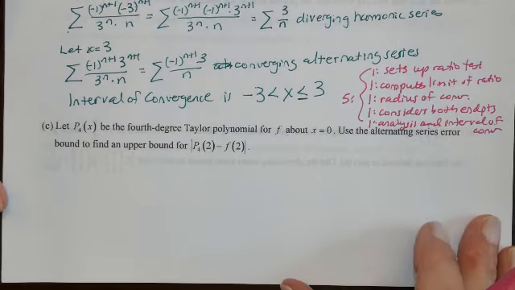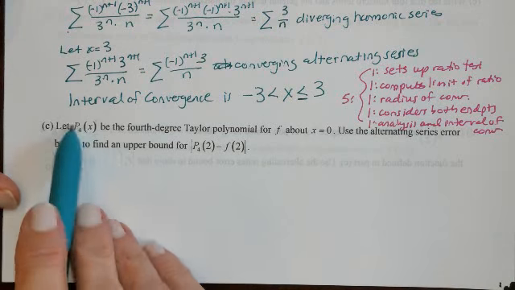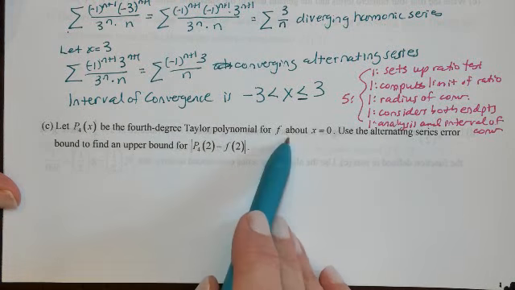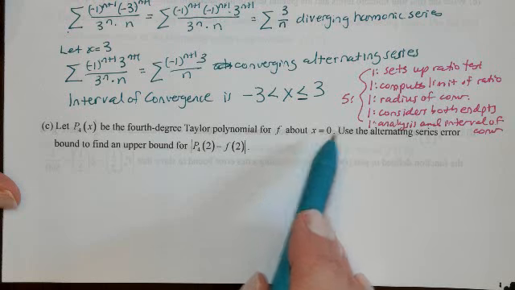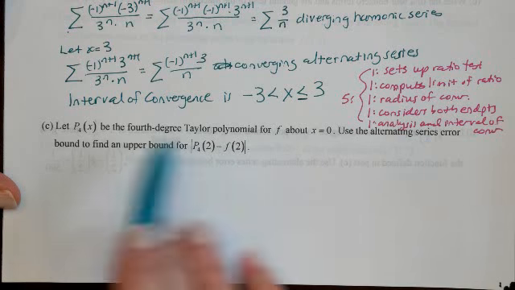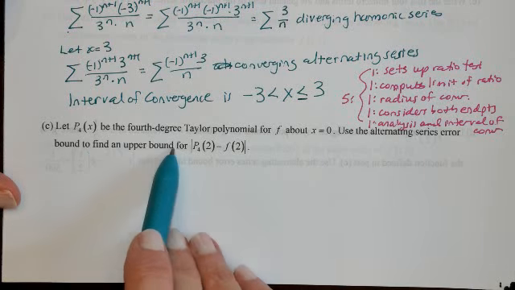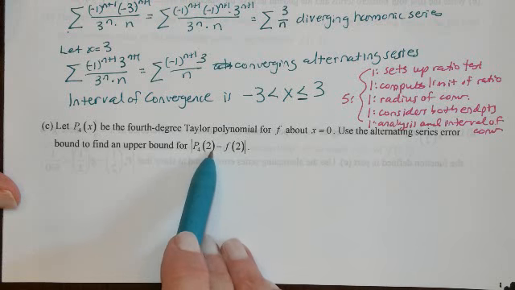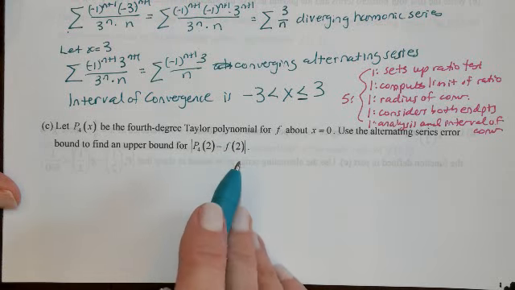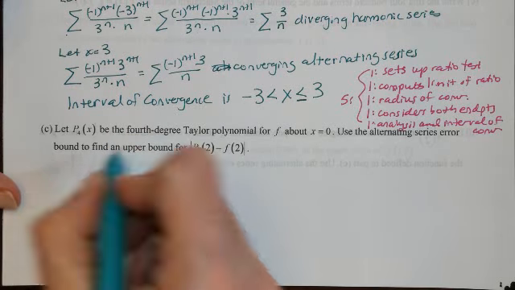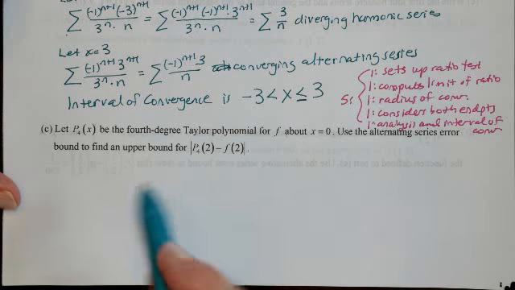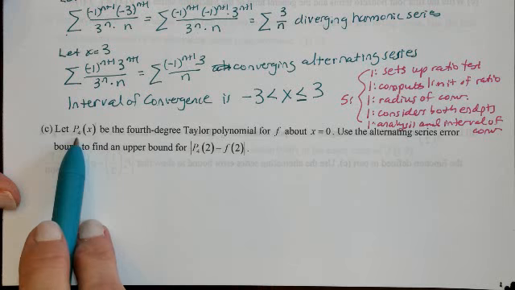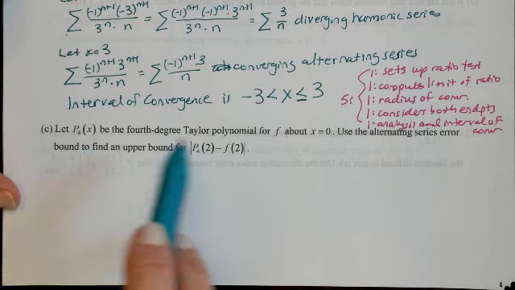Part C. Let P sub 4 of x be the 4th degree Taylor polynomial for f about x equals 0. Use the alternating series error bound to find an upper bound for the error. This is the error, right? Okay, so P sub 4, we don't really have to write out what P sub 4 is, but it's up to the 4th degree term, okay?